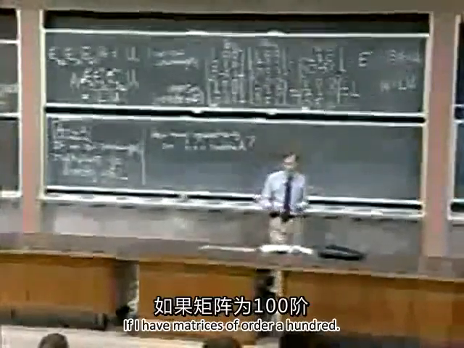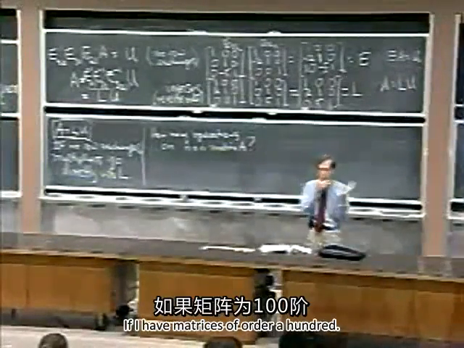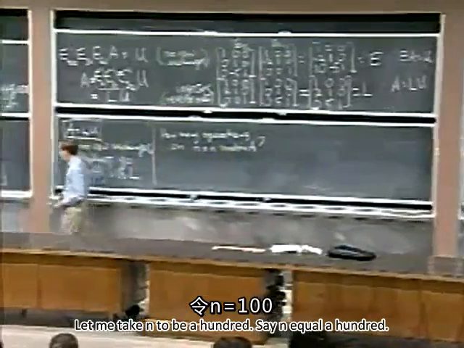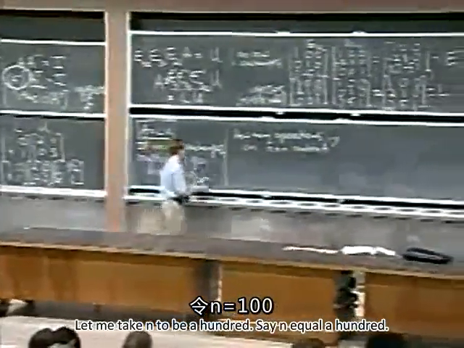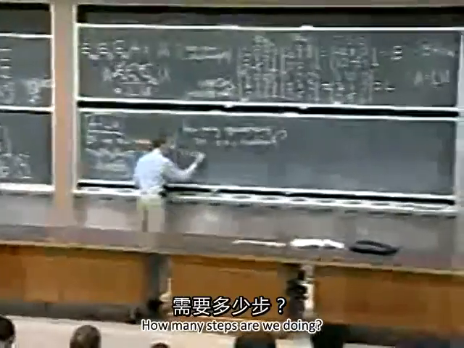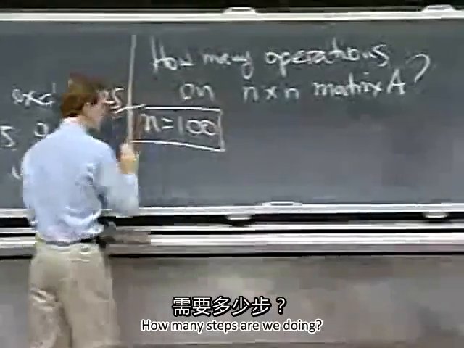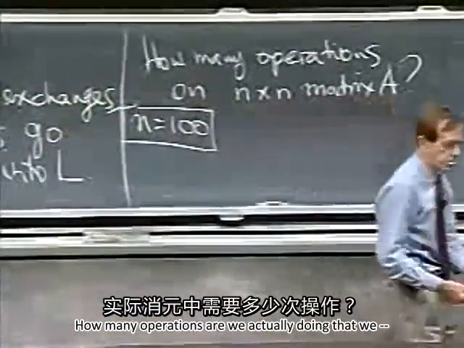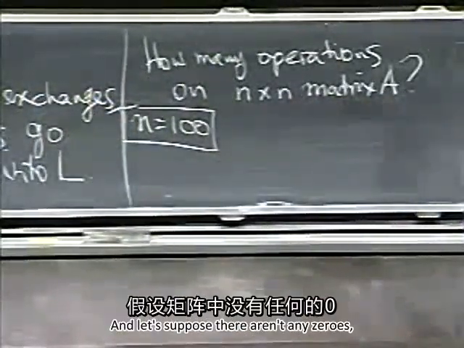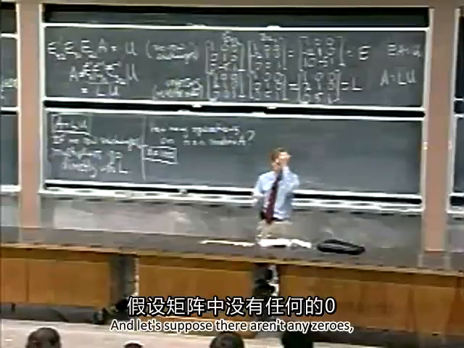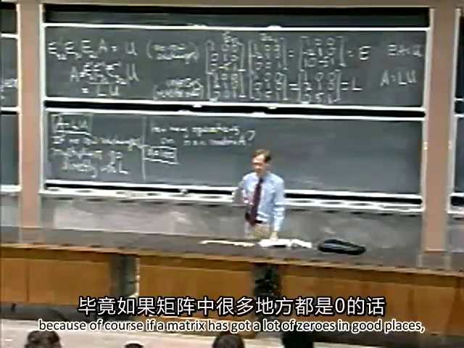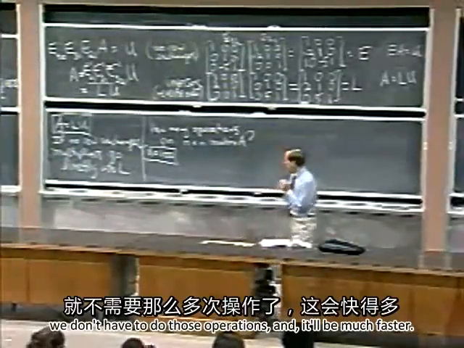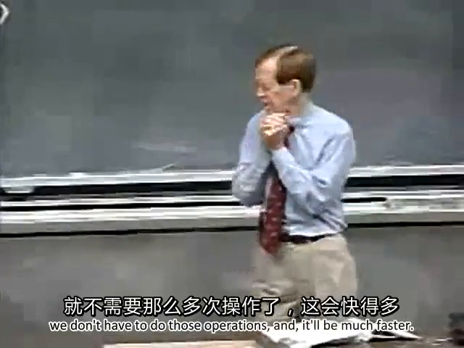If I have matrices of order 100, let's say 100 by 100. Let me take n to be 100. Say n equal 100. How many steps are we doing? How many operations are we actually doing? And let's suppose there aren't any zeros. Because of course, if a matrix has a lot of zeros in good places, we don't have to do those operations, and it'll be much faster.